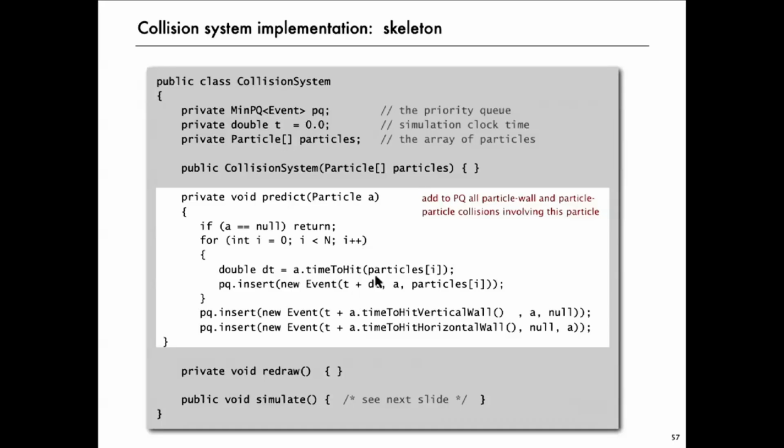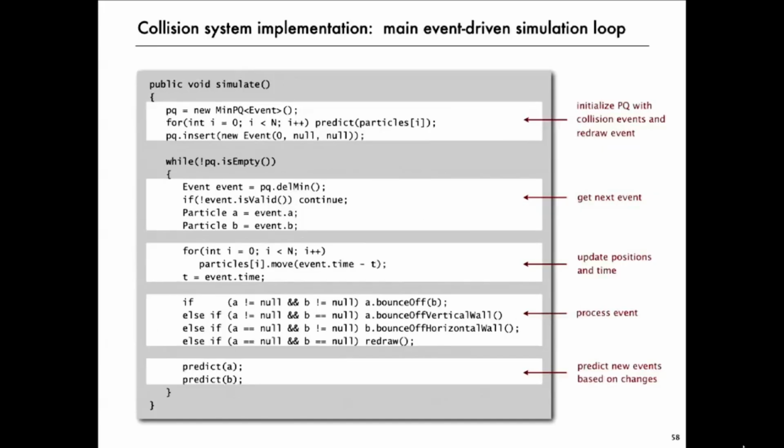It's going to go through every particle and call the timeToHit method for that particle, and then it'll put an event on the priority queue for that time, this particle with that particle. And then it'll also put an event for the vertical wall and the horizontal wall, again using this null convention: second argument null is vertical, first argument null is horizontal. So that's a key method that gets used in the simulation for each of the two particles that are going to collide. Now we can finally look at the main event-driven simulation loop.